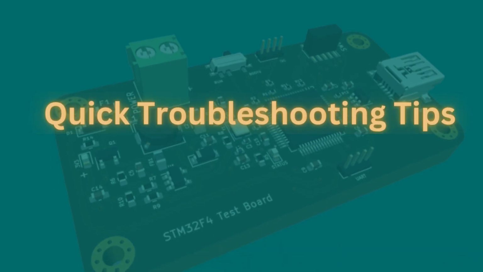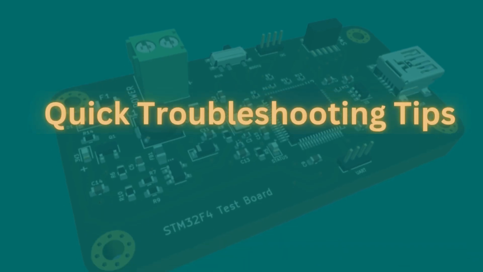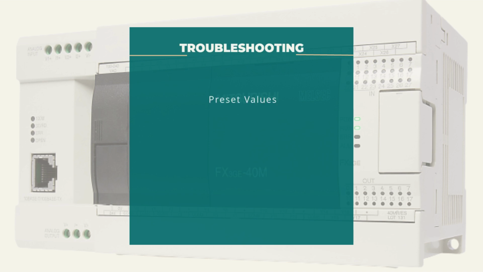Before we wrap up, here are some quick troubleshooting tips. Double-check your preset values and time-based settings. Ensure your input signals are clean and free from noise. Debounce if necessary. Verify that the timer resets correctly when the input goes inactive.